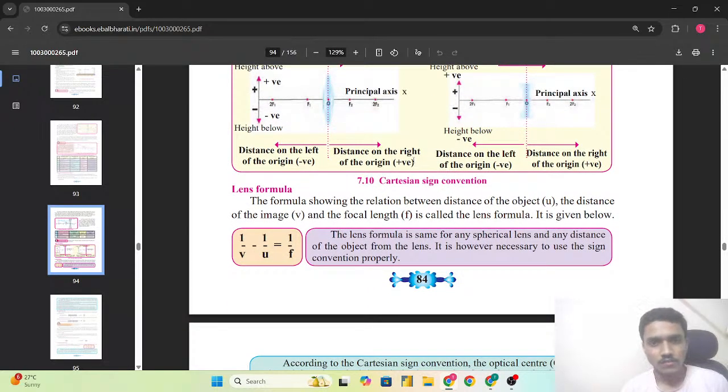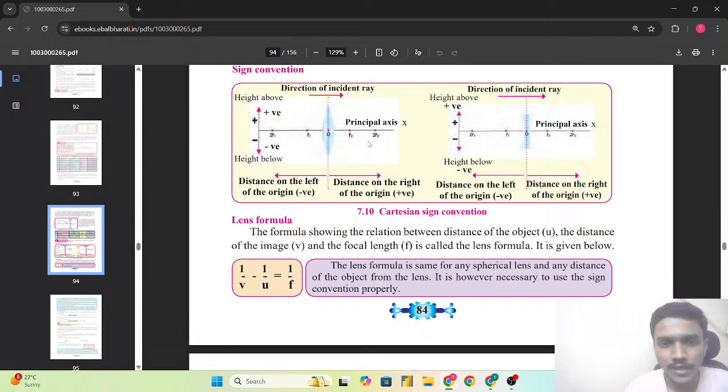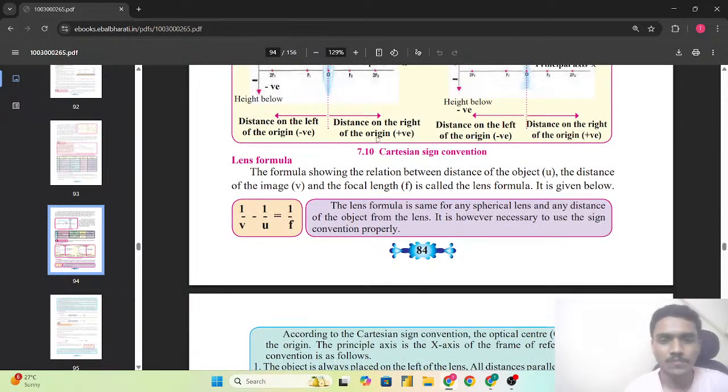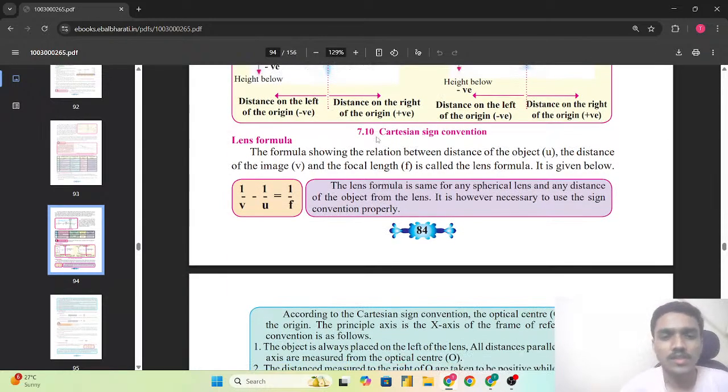So this is the sign convention which we are considering here, and the distances will be f1 and f2 and 2f1, 2f2, focal length, focal distance, as we have studied in the previous part. So next is the lens formula. The formula showing the relation between the distance of the object u, the distance of the image v, and the focal length f is called the lens formula. It is given as 1 upon v minus 1 upon u is equal to 1 upon f.